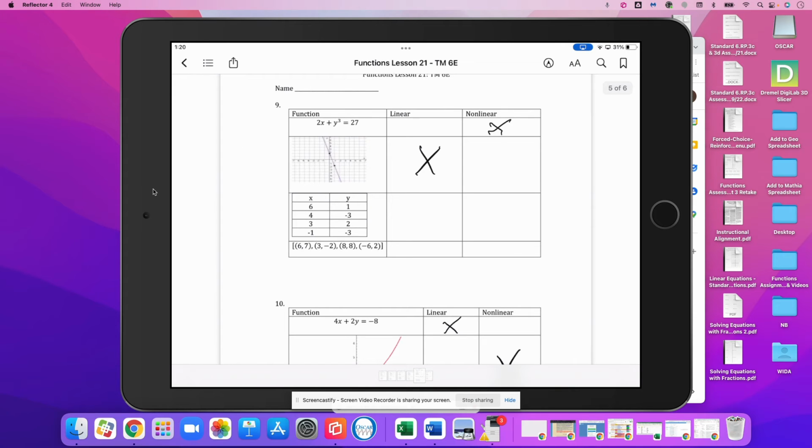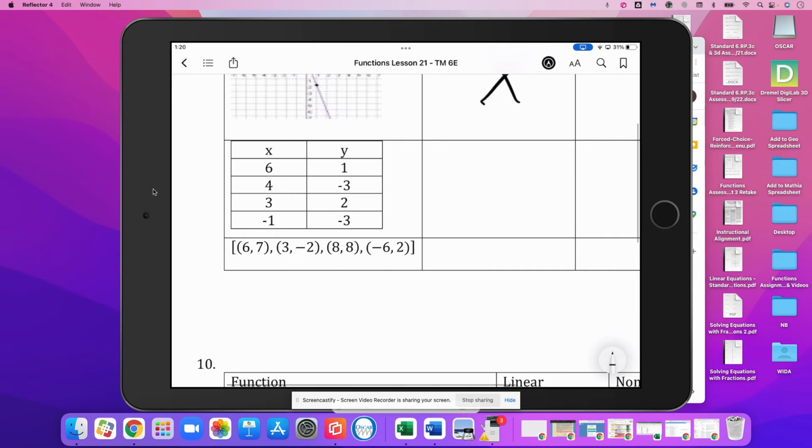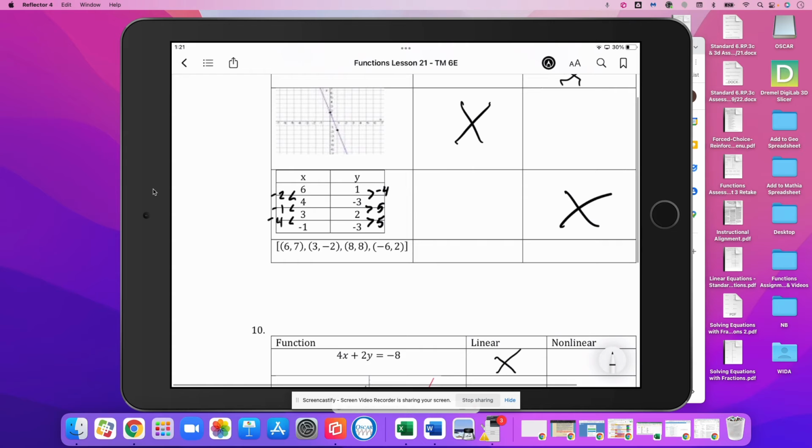So back with 9. If we look at our table, we have a decrease of 4, an increase of 5, and a decrease of 5. On the left, we have a decrease of 2, a decrease of 1, and a decrease of 4. We can obviously see, oops, and I need to put negatives on there, don't I? Negative 2, negative 1, negative 4. And so we can see that there's no consistency. This thing is going to be nonlinear.